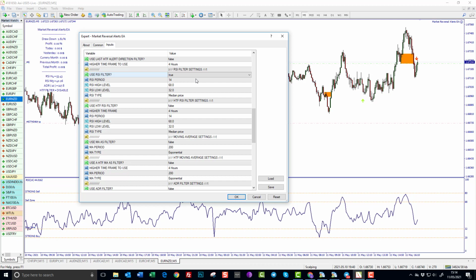So the RSI filter is incredibly useful for making sure that you only get into trades once price has pushed very hard and is extended in one direction or the other.